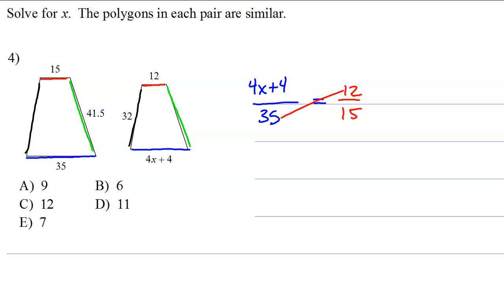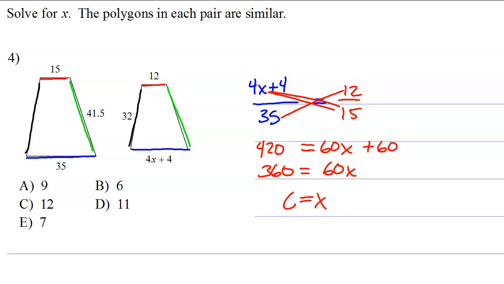12 35s, that's 350 plus 70 would be 420. 60x plus 60. Minus 60 from both sides will give me 360, and 36 divided by 6 is 6 if I get rid of the 0. So the correct answer here is B.